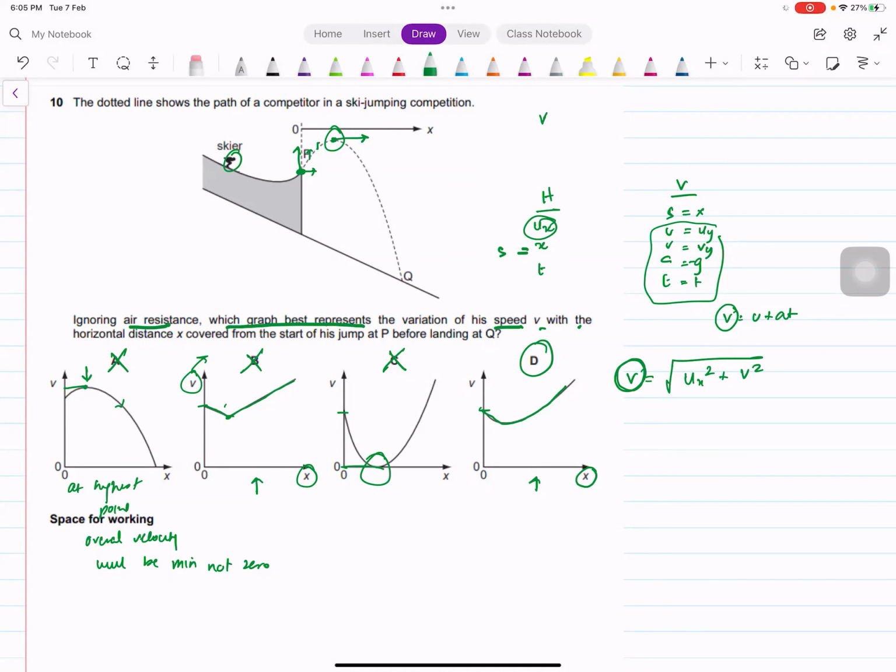Yeah, sir. Can you repeat this? I don't get it. Okay, I'm going to write this. Why I selected this? Because resultant velocity and horizontal displacement, right, does not have a linear relationship. Is it clear?